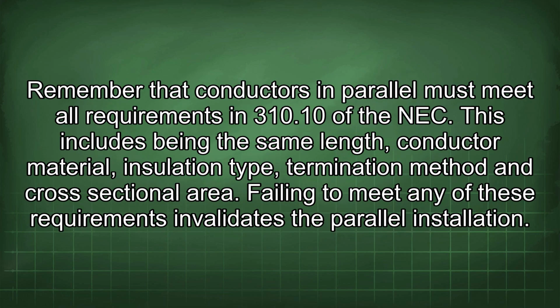Remember that conductors in parallel must meet all requirements in 310.10 of the NEC. This includes being the same length, conductor material, insulation type, termination method, and cross-sectional area. Failing to meet any of these requirements invalidates the parallel installation.